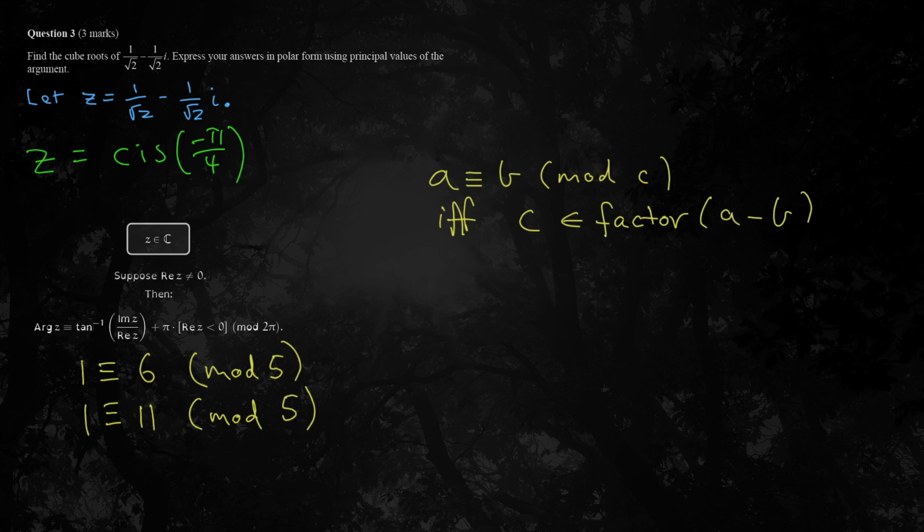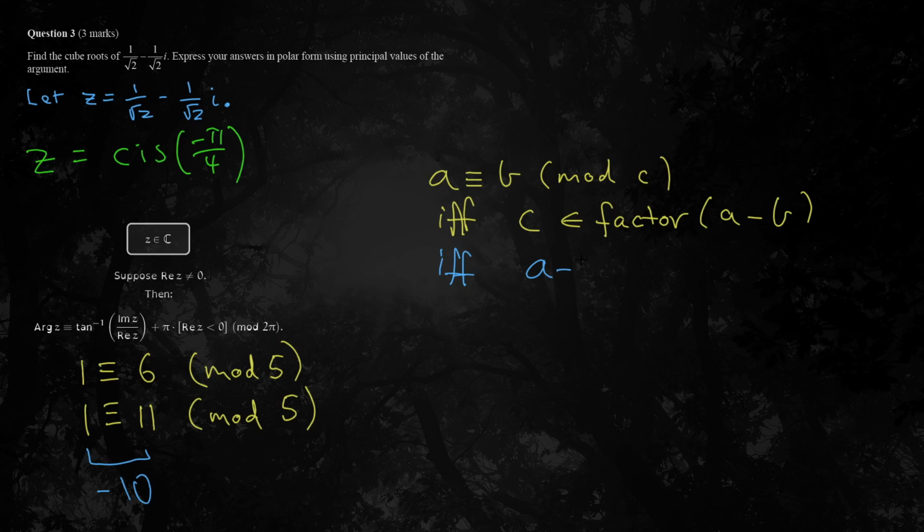So for example, over here, a minus b would be negative 10. And so because 5 is a factor of negative 10, therefore 1 is congruent to 11 modulo 5. There's another way of saying it as well that you might prefer. You might find it a little clearer.